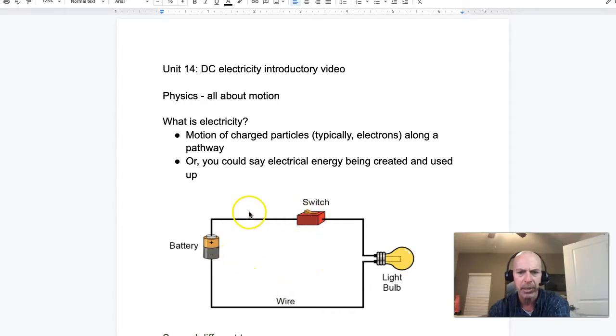Now that pathway might be wires, or maybe we're transmitting electrons wirelessly. And a lot of that's being done now, like with the internet in your house or your apartment, etc. Typically then, if we talk about electrical energy, we have a device like a battery that's creating that energy, and then we have a device like a light bulb, for example, that's consuming that energy, or maybe we have some other device hooked in that's using that energy.